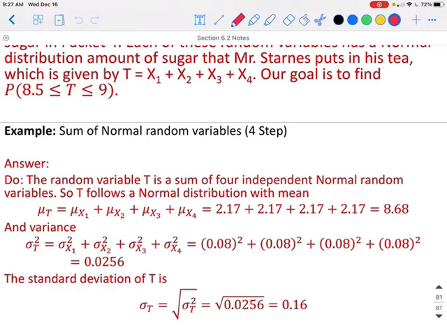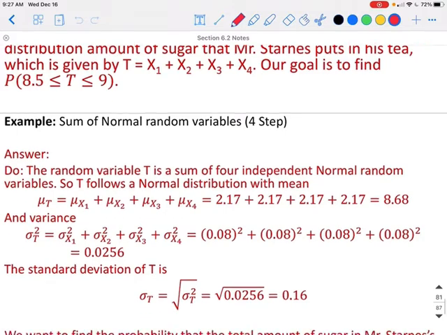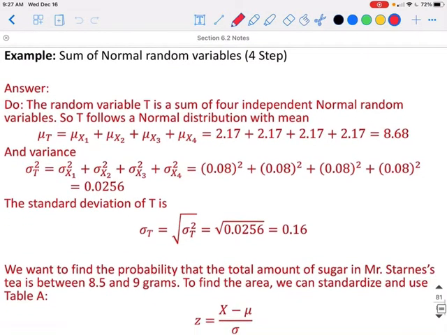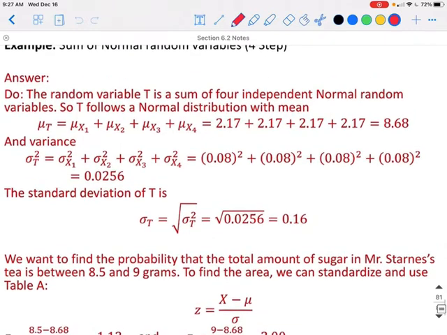Once you know the mean and standard deviation for the total amount of sugar from the 4 packets, we can then try to determine the probability. Now, to find probability, we can find the area. Because this is normal, we can standardize it and use table A.